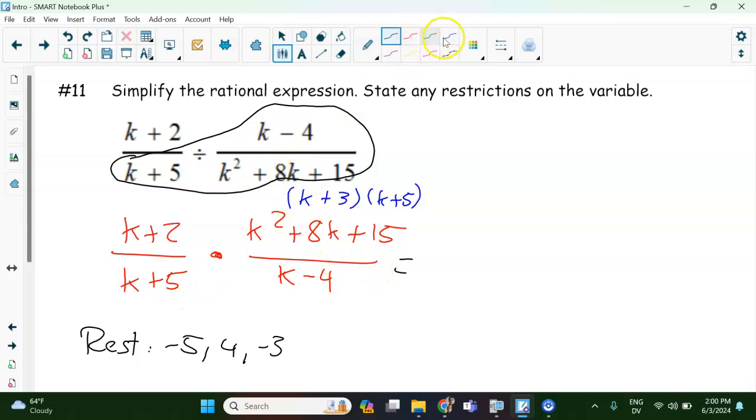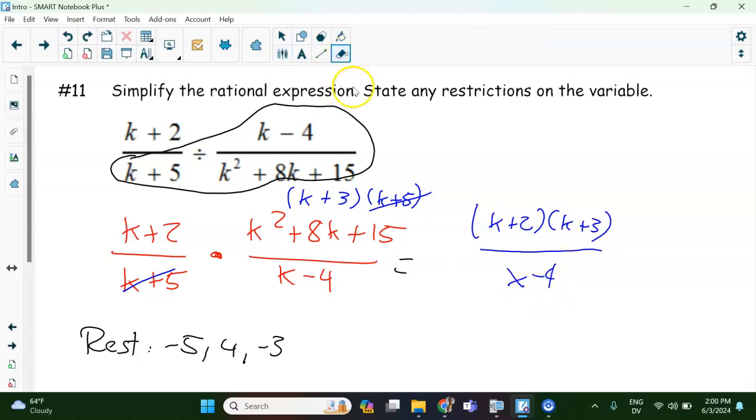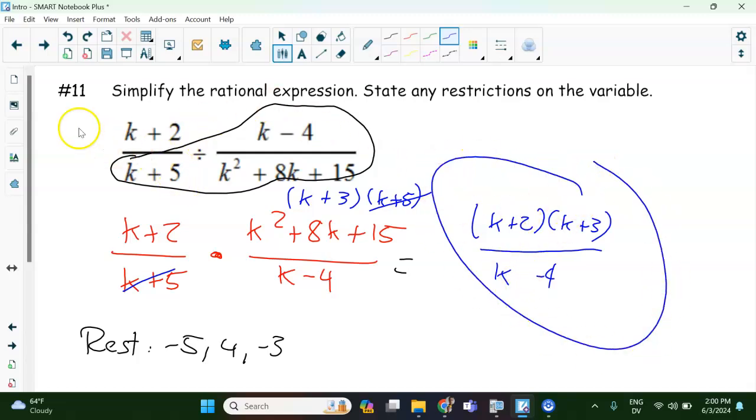Now it's cancel time. We have matching k plus 5s, and then I think that might be it. This one's kind of lame. It doesn't clean up very much. So the top is just k plus 2 times k plus 3, and the bottom is just k minus 4 left. Okay, and that's our cleaned up version after we divide.